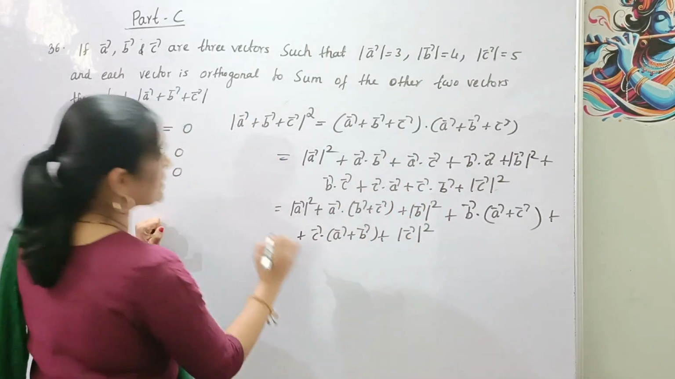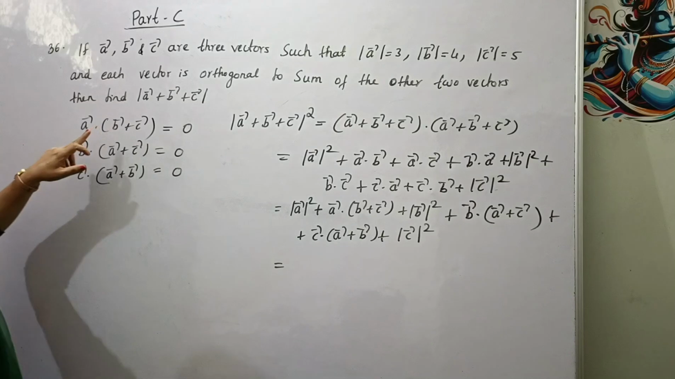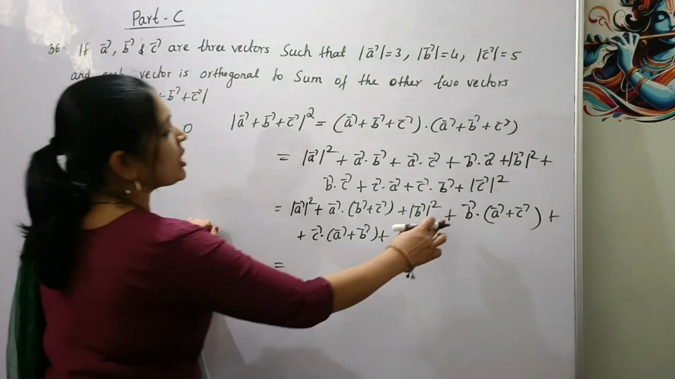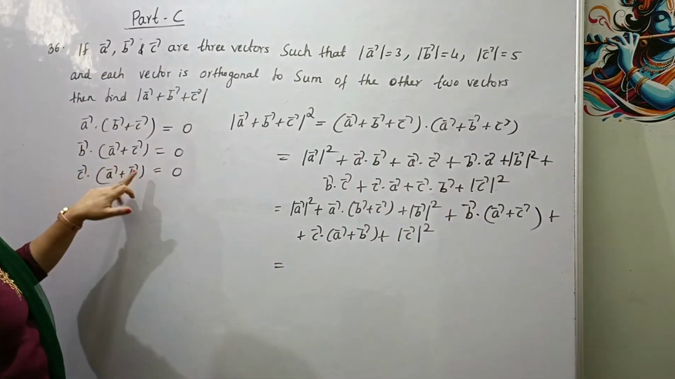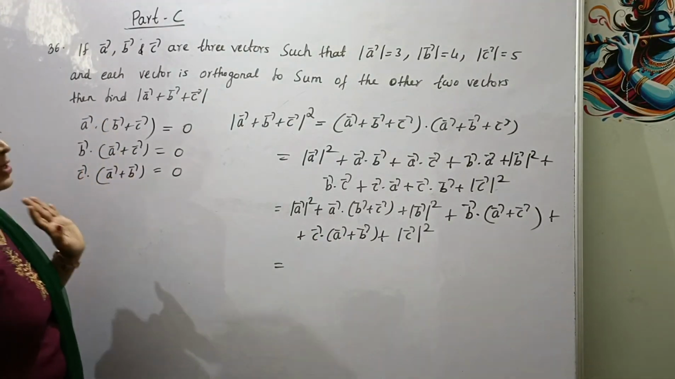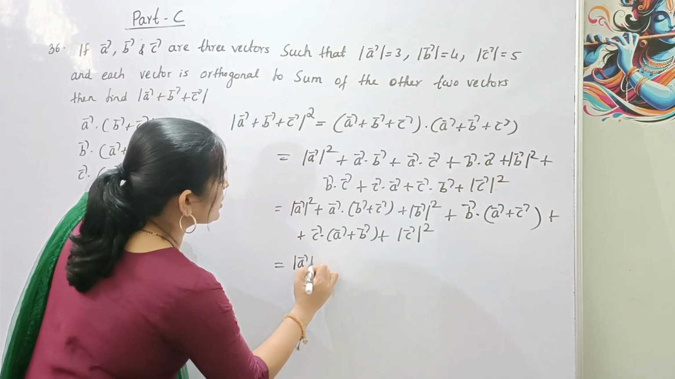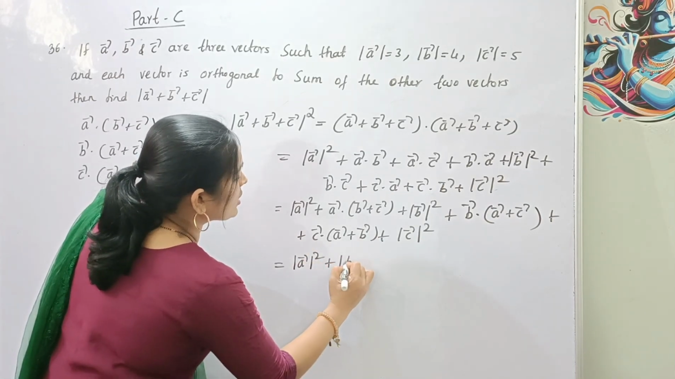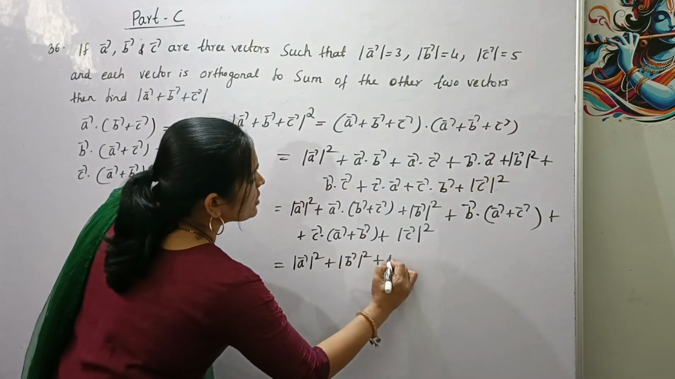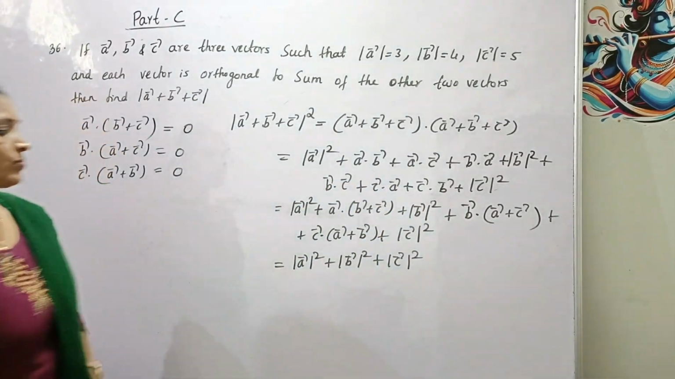That is equal to, see here, vector A dot vector B plus vector C is 0. Vector B dot vector A plus vector C is 0. And vector C dot vector A plus vector B is 0. Substitute these values. So here we will get modulus of vector A square plus modulus of vector B square plus modulus of vector C square, and remaining terms are 0.